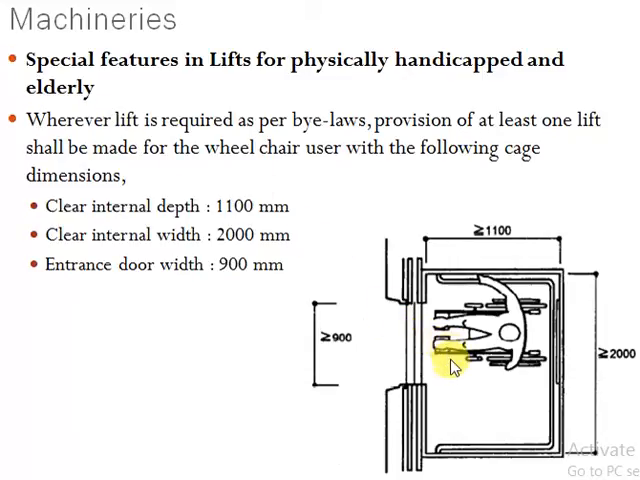The lift car needs to accommodate at least one wheelchair with a passenger in it. For the wheelchair to enter the lift, the door should be a minimum of 900 mm or greater. The internal depth should accommodate the entire wheelchair comfortably. That's why the minimum space required is 1100 mm, and along with the wheelchair at least one person should be able to stand. That's why the internal width should be kept a minimum of 2000 mm or 2 meters.